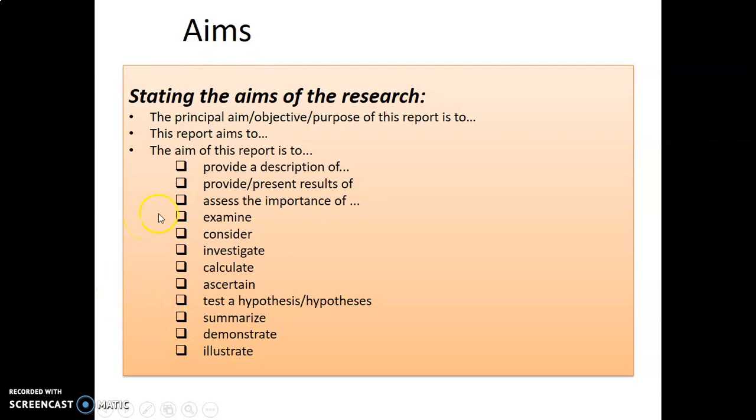All right, the aims. When you write about the aims, you can use the following phrases. You can use any of them, right? However, you need to be careful what the aim of the report is. You can't choose anything. If you write calculate and there's nothing about calculation in the report, it doesn't make sense, right? So make sure the words that you use match the aims.